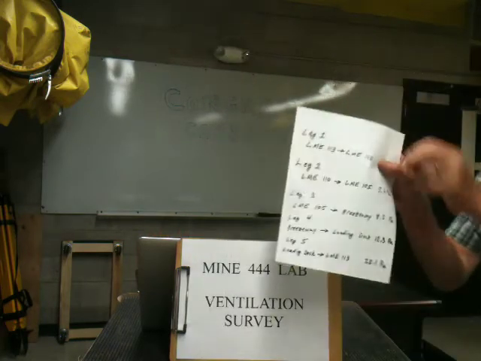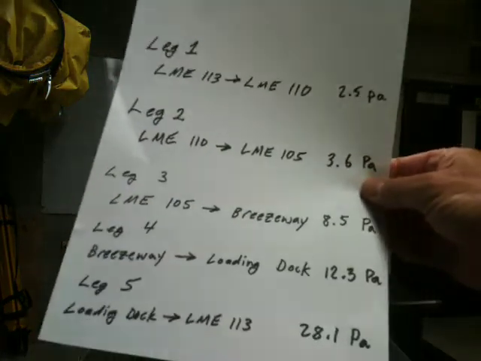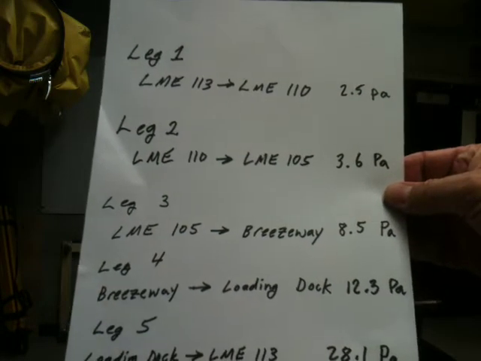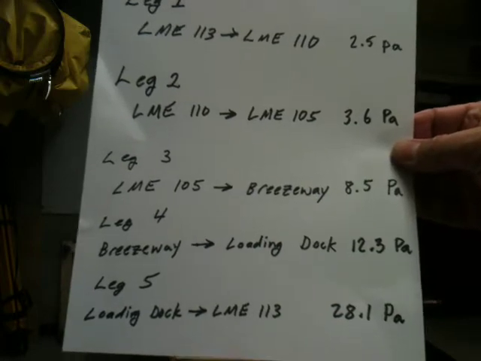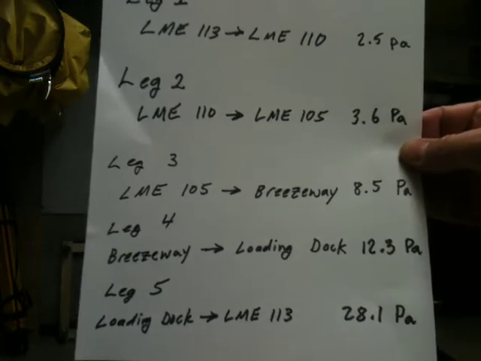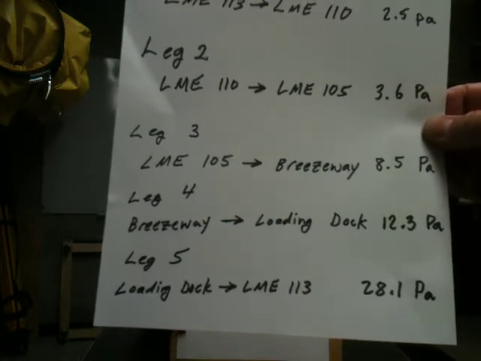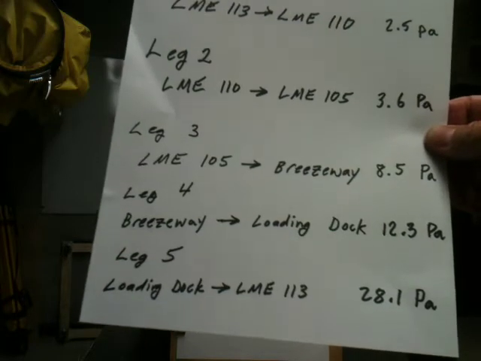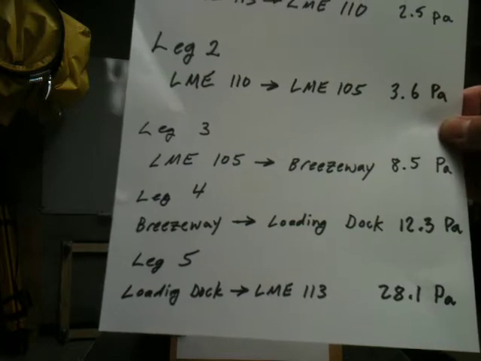Okay, so here is the data sheet. Talk from the back side. So we have drops of 2.5, 3.6, 8.5, and 12.3 pascals. Those add up to a total of 26.9 pascals. And our increase across the fans at the bottom was 28.1 pascals. So the drops that we recorded were 1.2 pascals less than the increase.